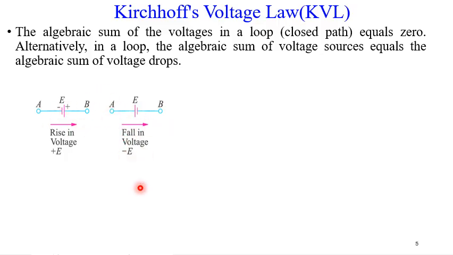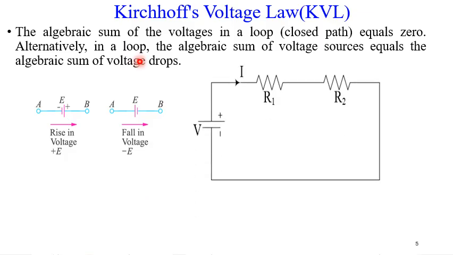So let us look at voltage drops, because what does voltage drop mean? With voltage drops, I want to apply KVL using the second definition. They said the algebraic sum of voltage sources equals the algebraic sum of voltage drops. So when we look at this circuit, how many voltage sources are here? We have only one, which is this voltage. So I've identified my voltage source, which is V, and it should be equal to the algebraic sum of voltage drops.